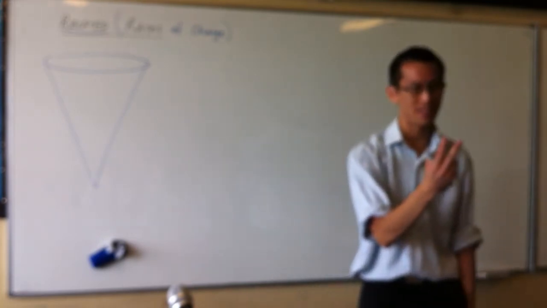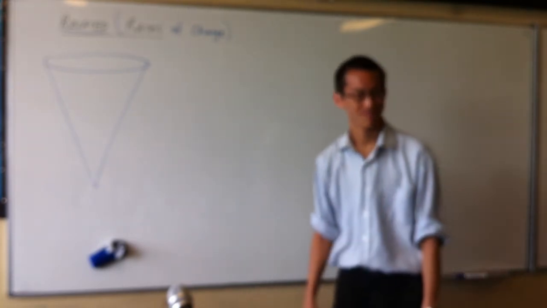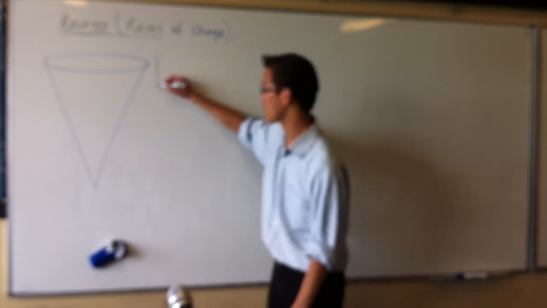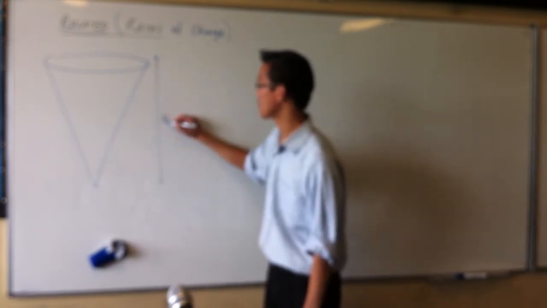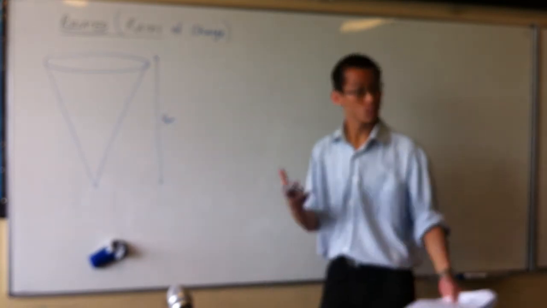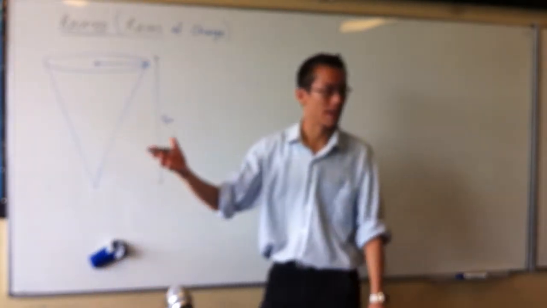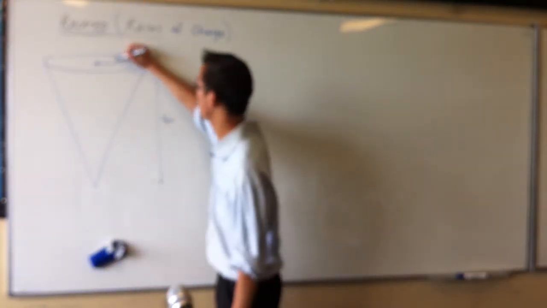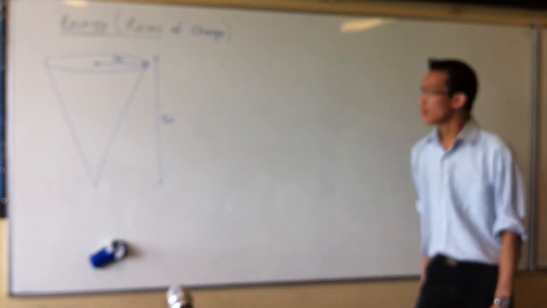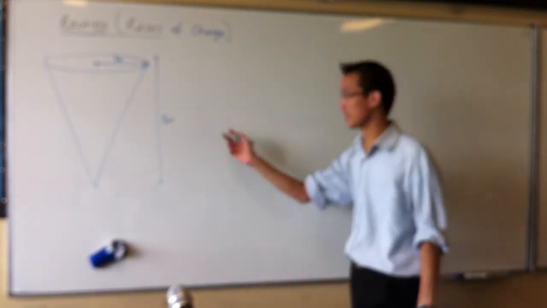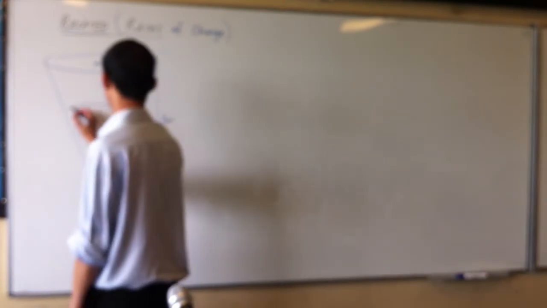What two measurements do you need to define a cone? You need its height. Okay, so I'm going to tell you it's 5 meters tall. And its radius, the radius of the base, right? So I'm going to give that 2 meters. Okay. So there's some fluid in here. So let's draw some fluid in.